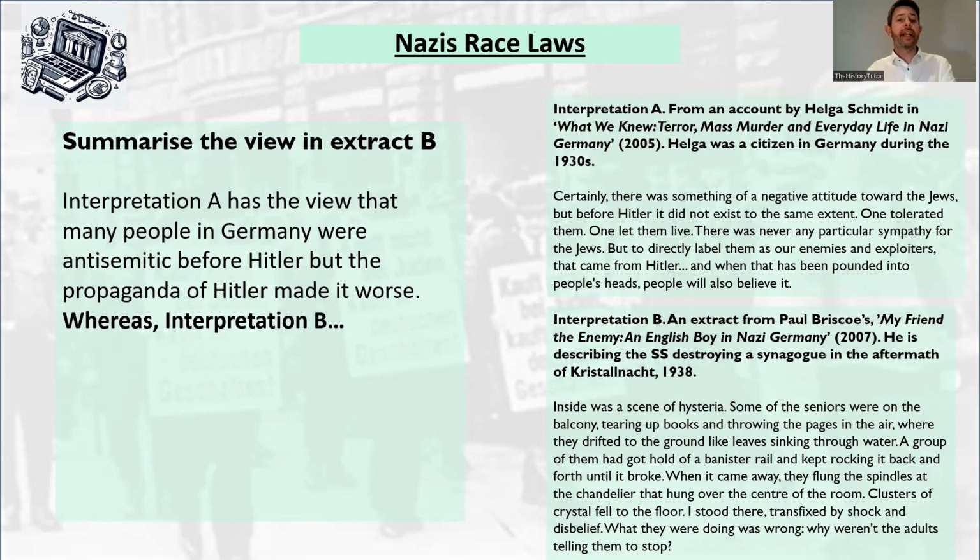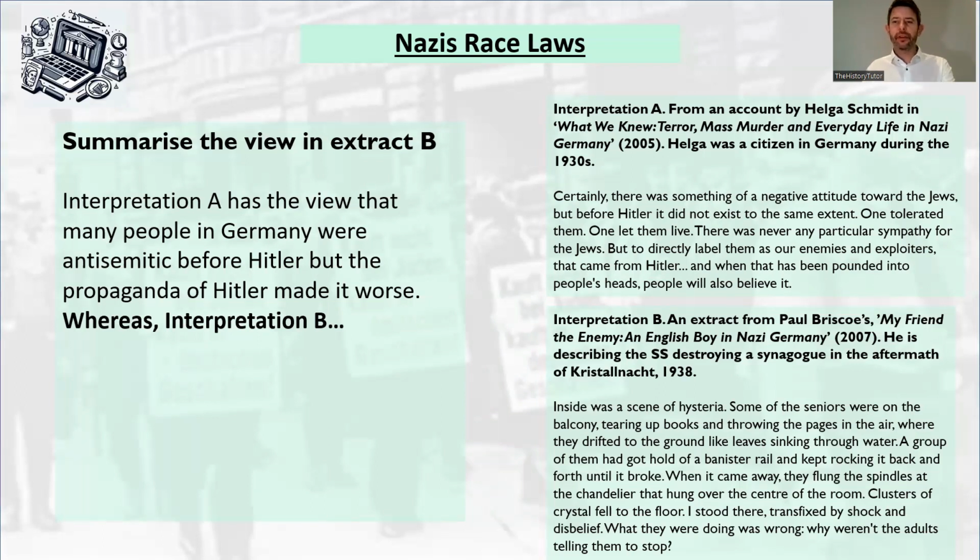Interpretation A has the view that many people in Germany were anti-Semitic before Hitler, but the propaganda of Hitler made it worse. Sentences like 'there was never any particular sympathy for the Jews', and 'certainly there was a negative attitude towards the Jews, but before Hitler did not seem to exist to that extent'. So you've got sentences like that, and obviously that Hitler is making it worse. All right, so now you get the point of how to do this. Just try and summarize B in one sentence, the content, the light colored text. Okay, pause and give it a go.